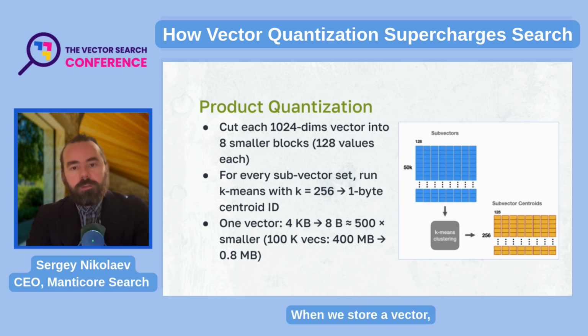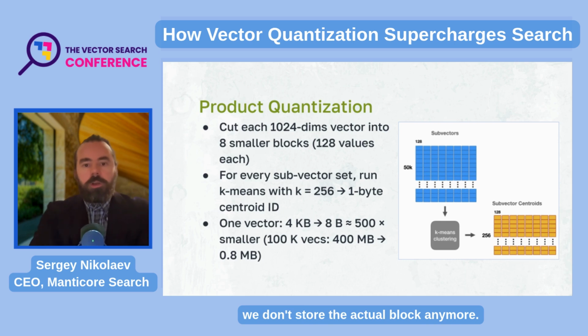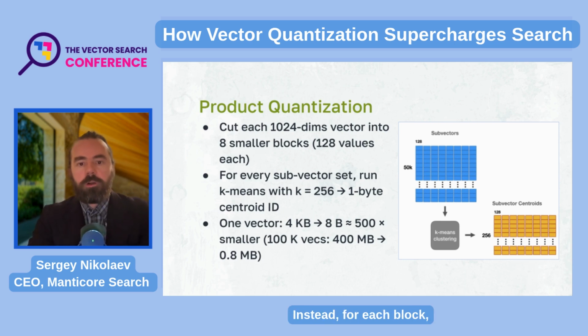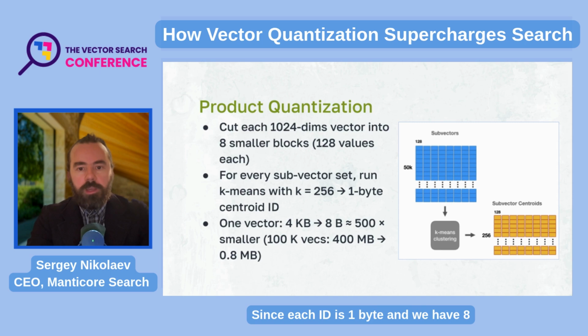When we store a vector, we don't store the actual block anymore. Instead, for each block, we find which centroid it's closest to and store just the index, the ID of that centroid. Since each ID is 1 byte and we have 8 blocks, the original 4 kilobyte vector shrinks to just 8 bytes. That's a 500x reduction.